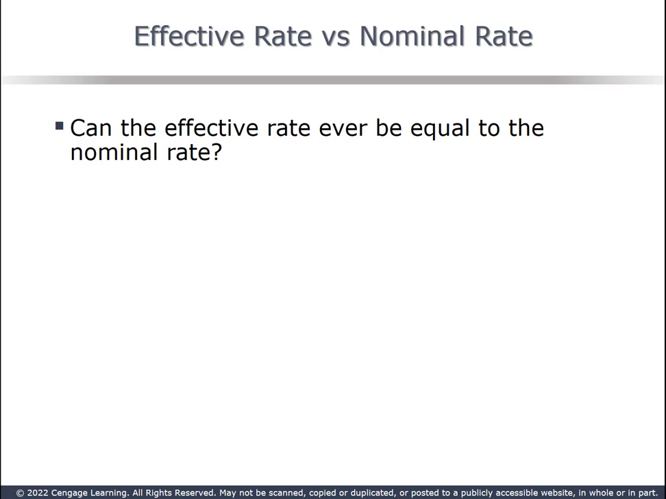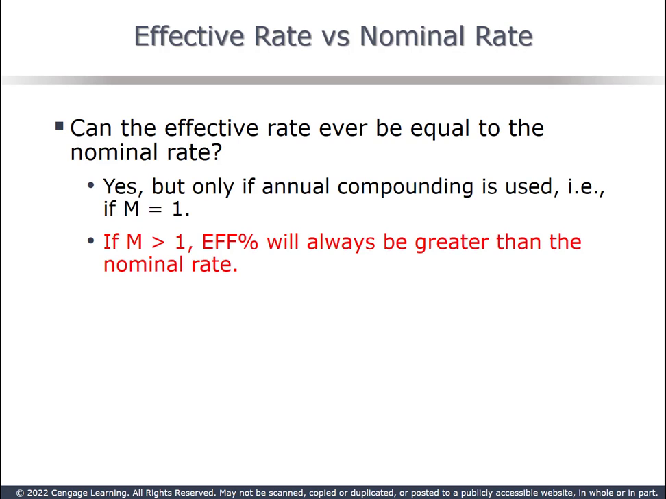Can the effective rate ever be equal to the nominal rate? Yes, but only if the annual compounding is 1. Anytime the compounding period is greater than 1, the effective rate will always be greater than the nominal.